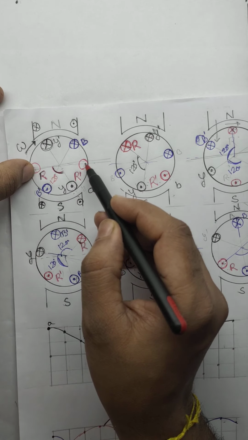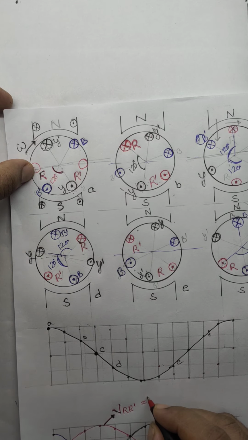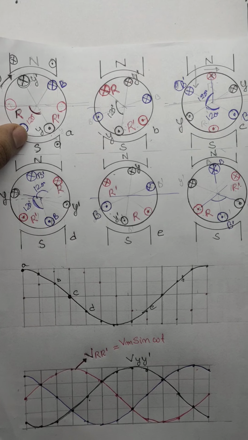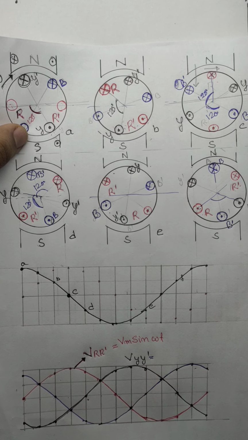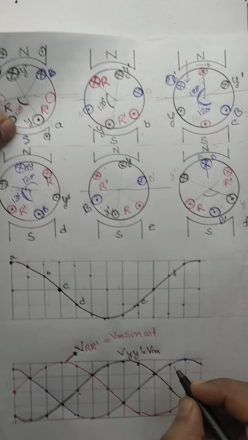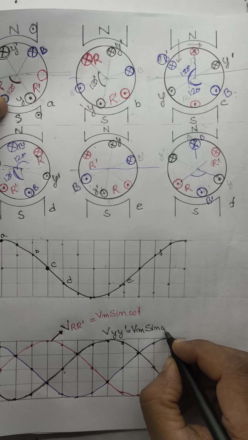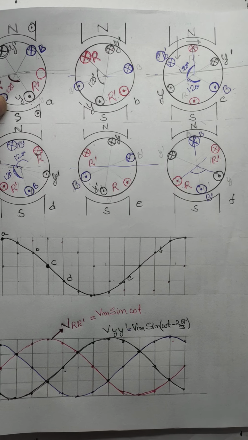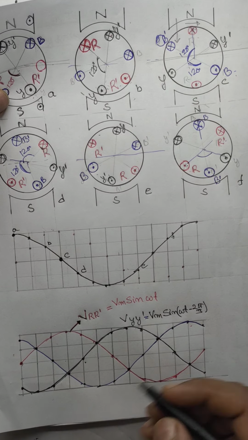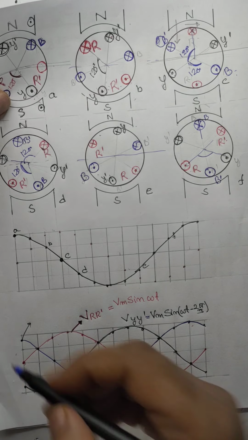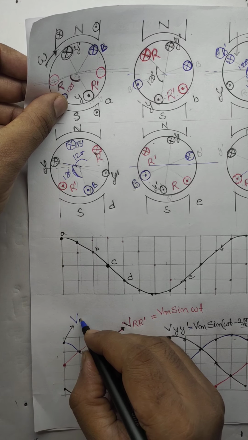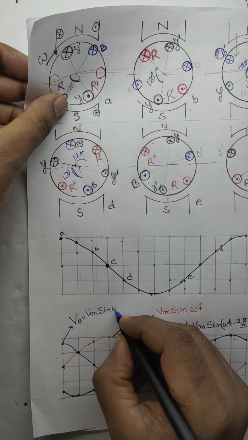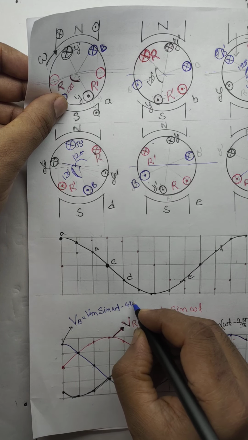So if we call the voltage across R phase VR equal to Vm sin omega t, then the voltage across Y phase will be Vm sin omega t minus 2 pi by 3. 2 pi by 3 is nothing but 120 degree, and the voltage corresponding to this B phase, which we call VB, is equal to Vm sin omega t minus 4 pi by 3.